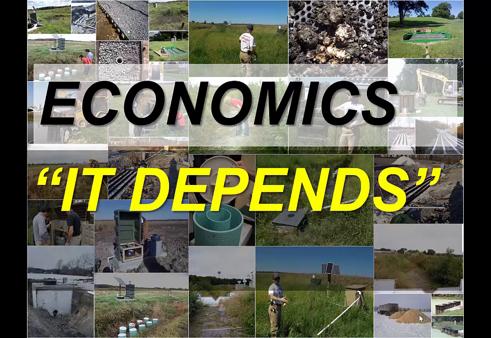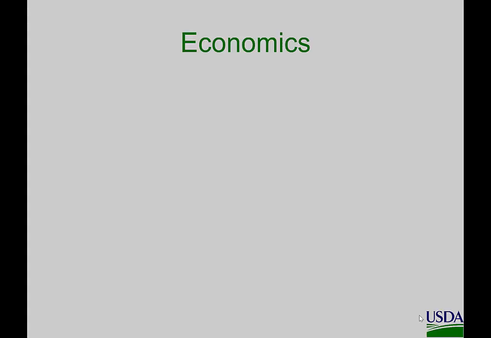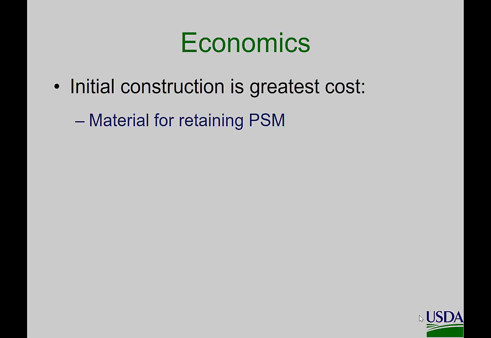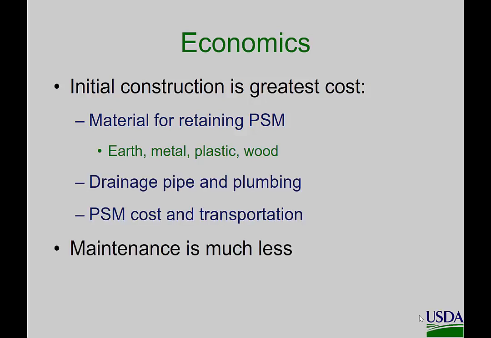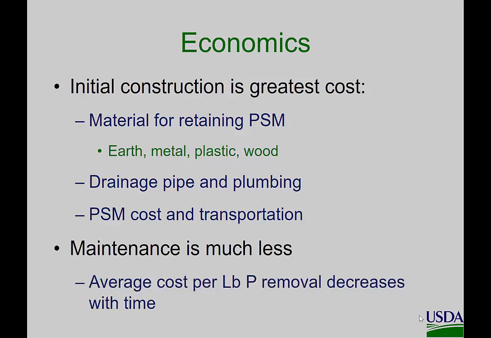Economics, similar to the design and performance, it's going to depend. The initial cost is the greatest. You need to be able to retain that PSM, but once you build that, your main cost is going to be in the clean out. The clean out for maintenance depending on what you schedule it for. But the average cost per pound of phosphorus removed decreases with time because of that.